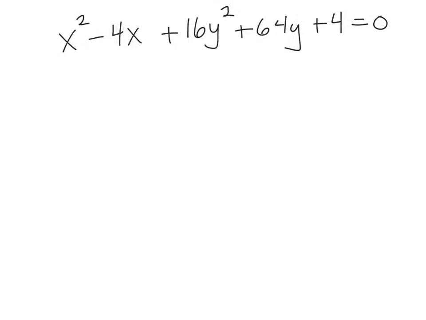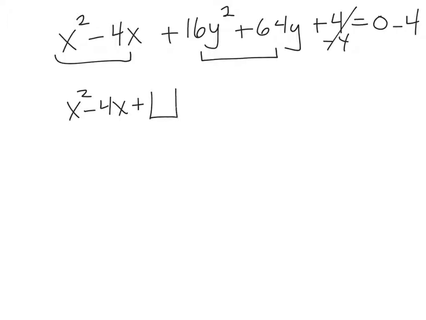For this equation, we need to write it in general form and then we'll be able to graph it. So I'm going to complete the square twice, for the x's and the y's. It also helps to move that 4 over to the other side. Completing the square for the x's, we've got x squared minus 4x plus 4, and we could factor that as x minus 2 quantity squared.